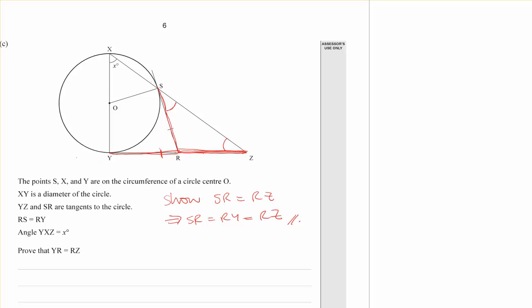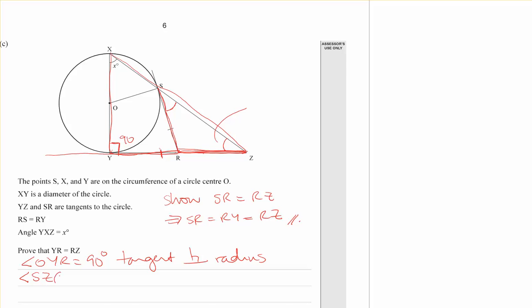Now YZ is a tangent, so straight away I've got a 90-degree angle in there. And that's because the tangent meets the radius. Right, so that's 90. Now using the big triangle, I can see that angle SZR is going to equal 90 minus x, and that's angles in a triangle sum 180. Because I've already got 90, there's x, and that one down there must be 90 minus x, so that the three angles altogether add to 180.